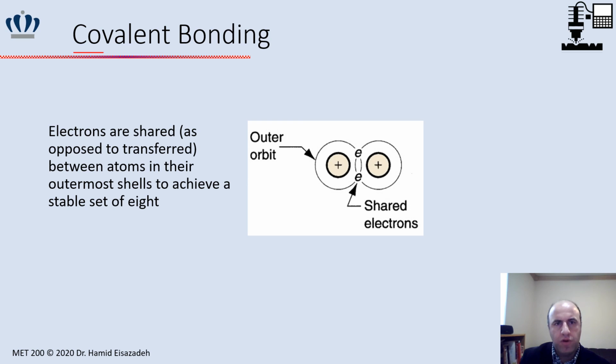The next bond is called a covalent bond, where the electrons are going to be shared between two atoms. This is the opposite of the ionic bond, where the electrons were transferred from one atom to another, but here the electrons are going to be shared between two atoms, and in that case the outermost shell will achieve a stable set of 8 electrons.